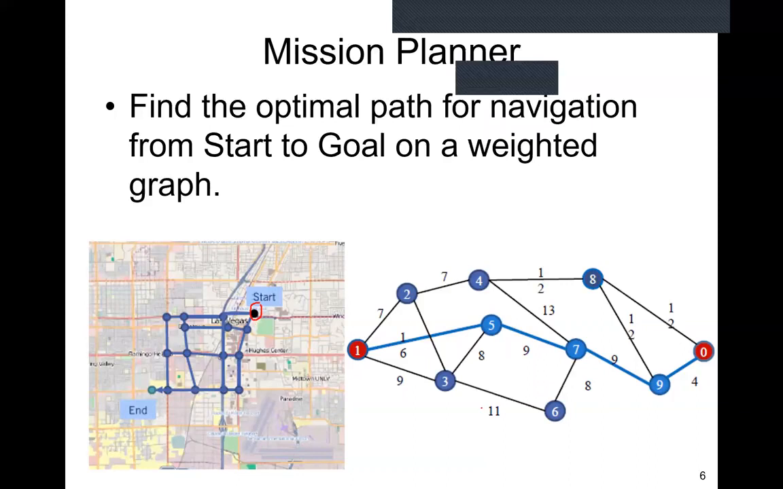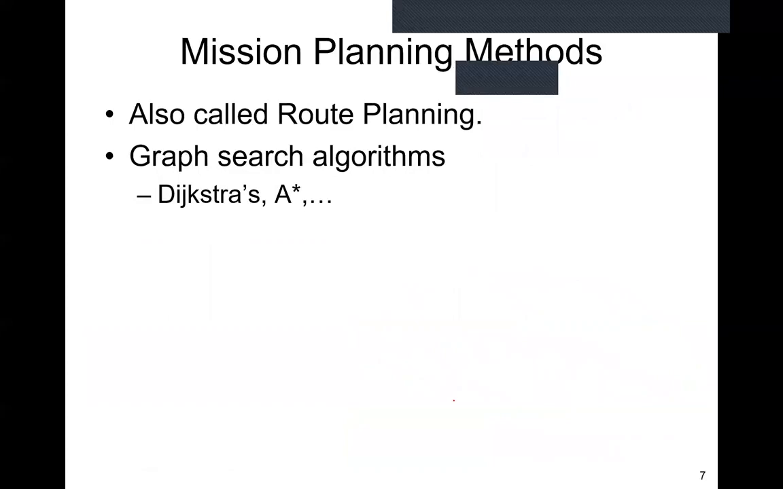So here's a weighted graph, and then this path 1-5-7-9-0 is the shortest path. So it's also called route planning. Just like when you want to drive from Umeå to Stockholm, you need to pick a route. So the approach is typically graph search algorithms like Dijkstra's algorithm and A*, and so on.